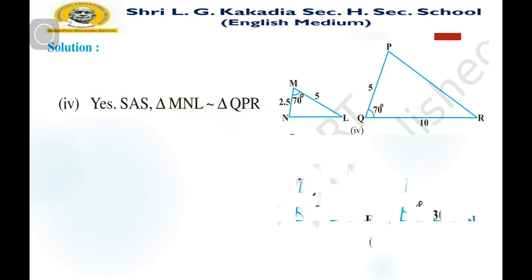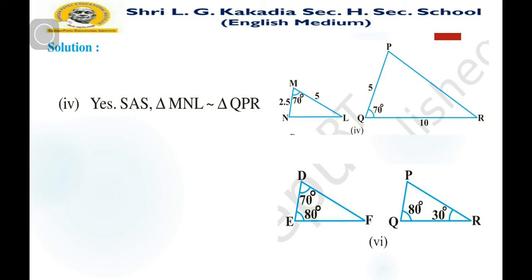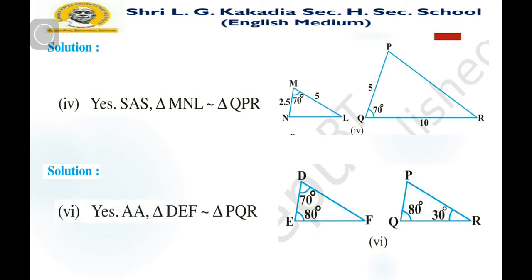As well as, you can solve such an example as you can see here. Here you can see that D corresponds to P, because by the angle sum property, 80 plus 30, then it will be 70. So D corresponds to P, E corresponds to Q, and F corresponds to R. So hence we can say, solution: yes, by the AA rule, triangle DEF is similar to triangle PQR. So in this way, using the similarity criteria, you can solve such examples.